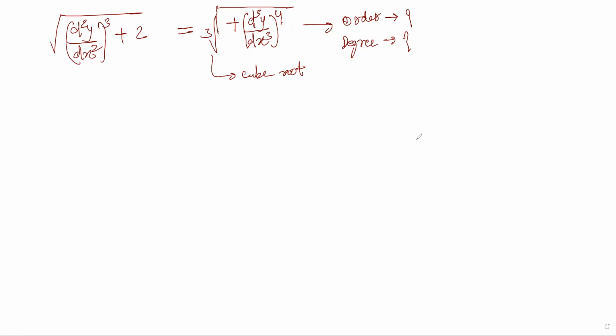Nazira, what's the answer? Can you tell me? Have you solved the question? Yes, sir. Order is 3 and degree 4 by 3. What's a degree 4 by 3? Okay. Can you guys tell me again what is a polynomial? Just quickly.